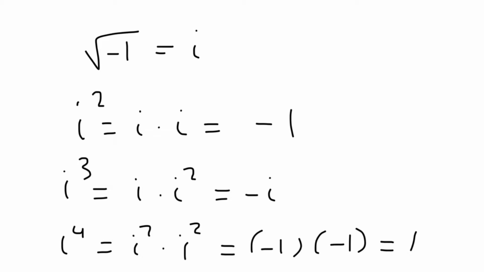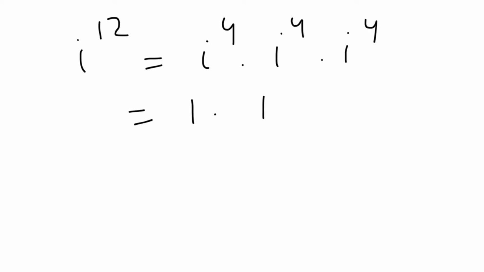Yani, i to the power 12, for example. Let's think about i to the power 12. You can think of this as i to the power 4 times i to the power 4 times i to the power 4. And each one of them is 1. So that's why the answer is 1. That's why any multiple of 4 will be 1.